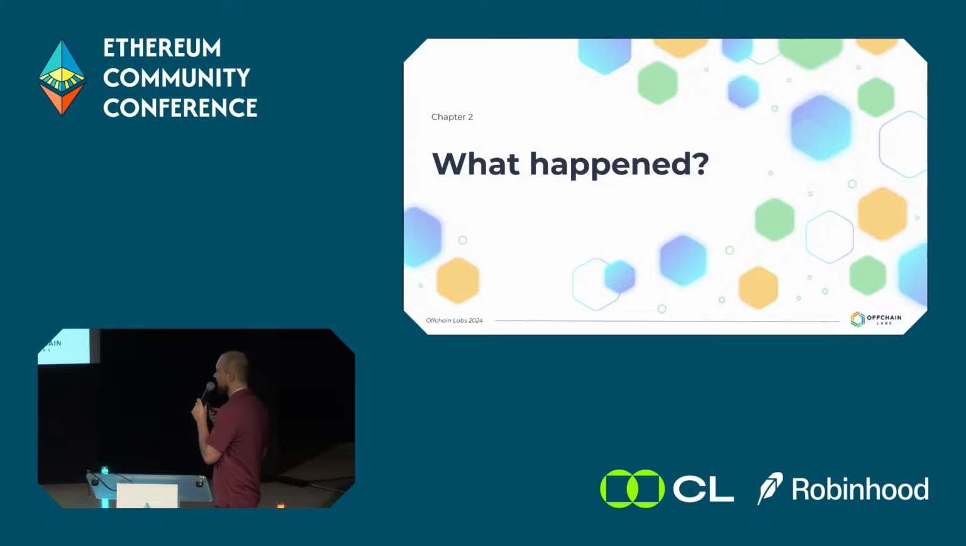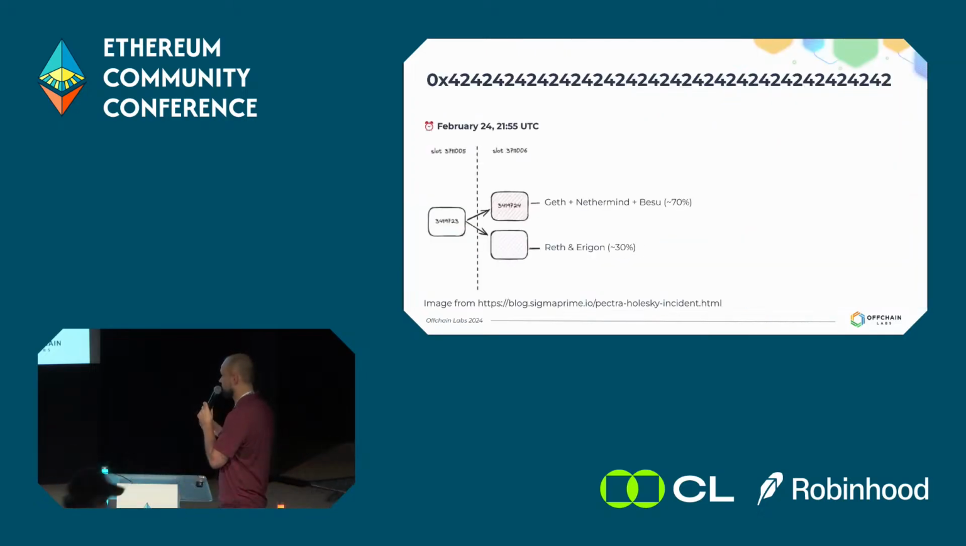So what happened was initially 0x42424242, etc., which was the deposit contract address on Holesky. Now, when we were updating to Pectra, Geth, Nethermind, and Besu execution layer clients did not set the configuration value of the deposit contract to this value. And Reth and Erigon did. And so because of that, we had a fork. Geth, Nethermind, and Besu accepted that block that was supposed to be invalid. And Reth and Erigon did not accept it.